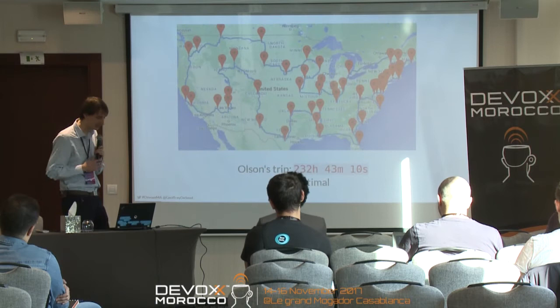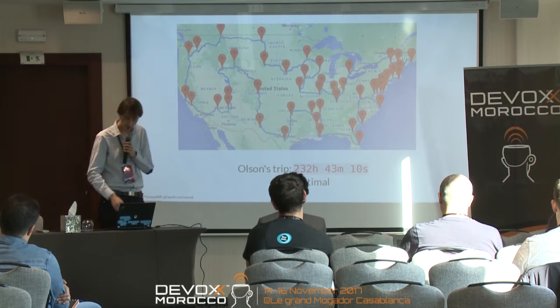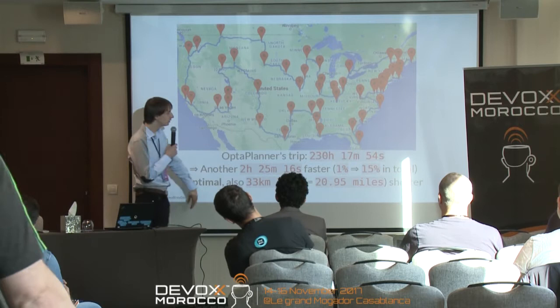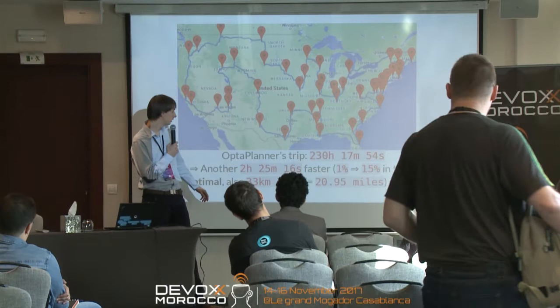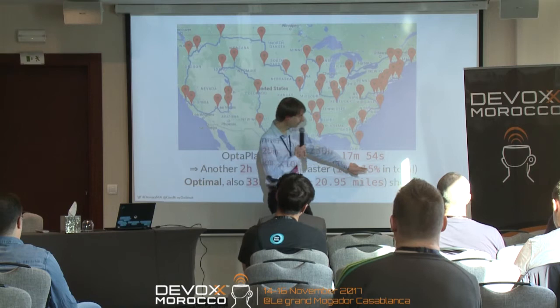Again, this is also in strip. It's not optimal, but was a very good solution. It's a near optimal, high quality solution actually. And this is what we found with OptaPlanner, the 231 hours. So it's 2 hours faster. So the sum of those two gains we did there, so it's 1% faster. So that's 15% in total over the traditional algorithm.